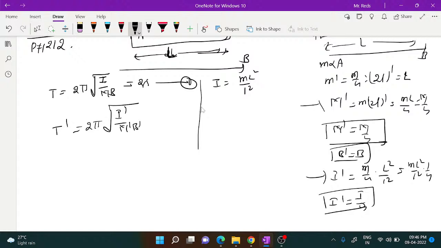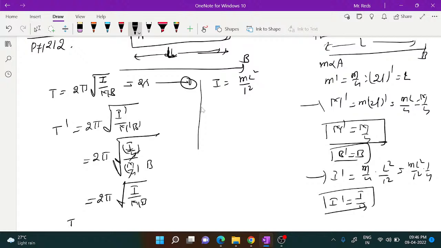Once you have m dash, B dash and I dash, and substitute, what do you get? 2 pi times the square root of I dash, which is I by 4, over m dash, which is m by 4, times B dash, which is B. Here the 4 cancels, so you get 2 pi times the square root of I by mB. But 2 pi times the square root of I by mB is nothing but T, that is 2 seconds. So T dash is also equal to 2 seconds only.